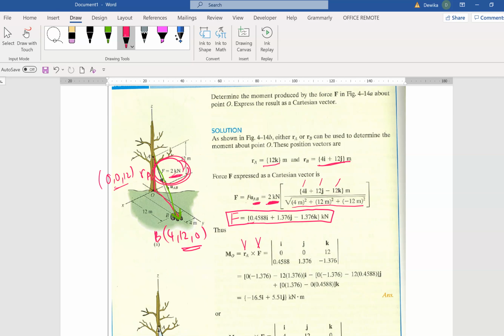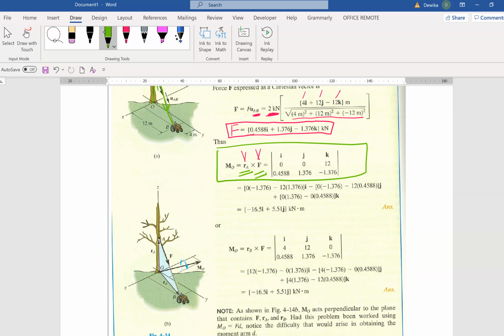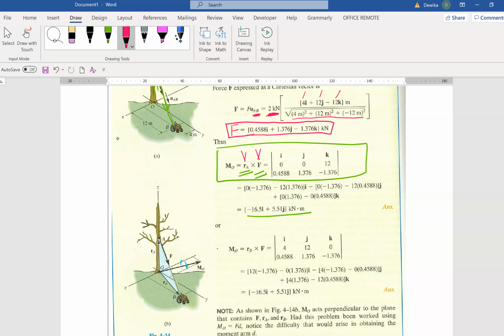So to get the moment about point O, you have two options. One option is to take your rA cross with this F. This is the option in the green box, where you take rA cross with F. So the answer that you get is negative 16.5. Now the second option will be the one in the pink, where you take rB and you cross with the F. So this is the second option.